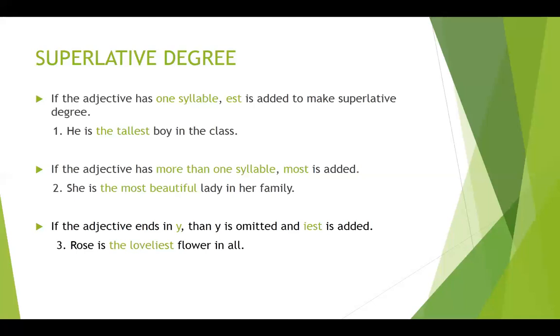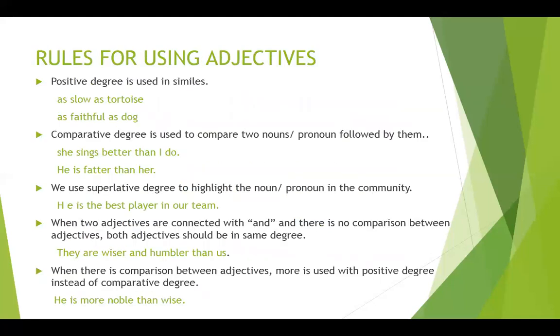When the adjective ends in Y, again we omit Y and -iest is added. For example, rose is the loveliest flower. Loveliest flower of all. Lovely is the positive degree. Lovelier is comparative and loveliest is superlative. You have understood the making of all 3 degrees.